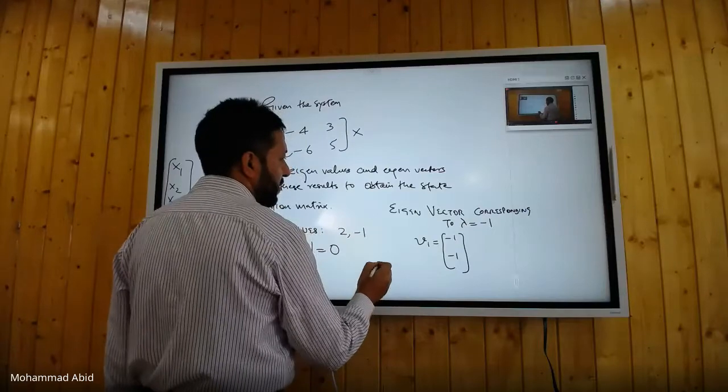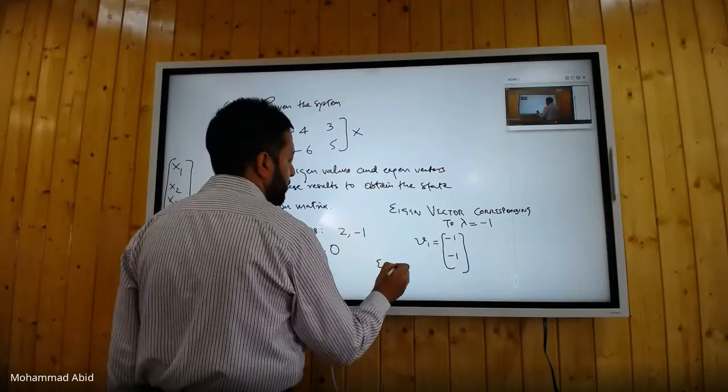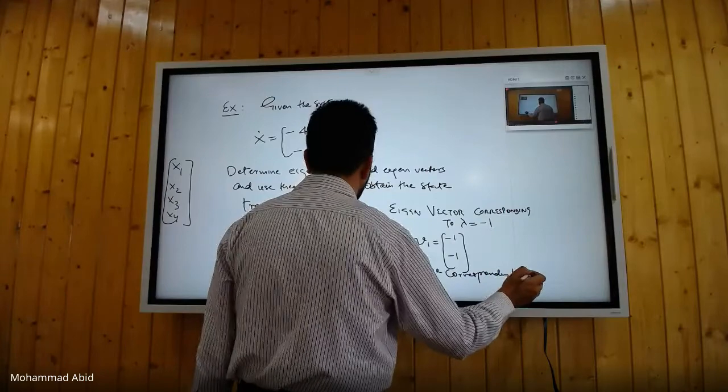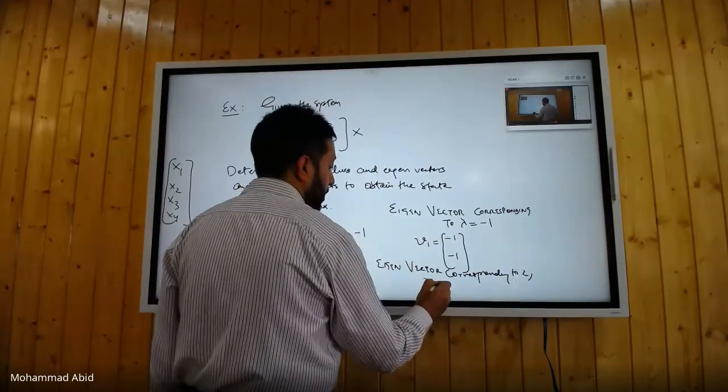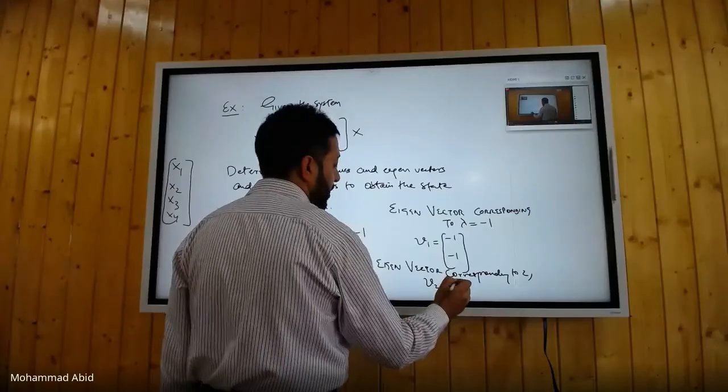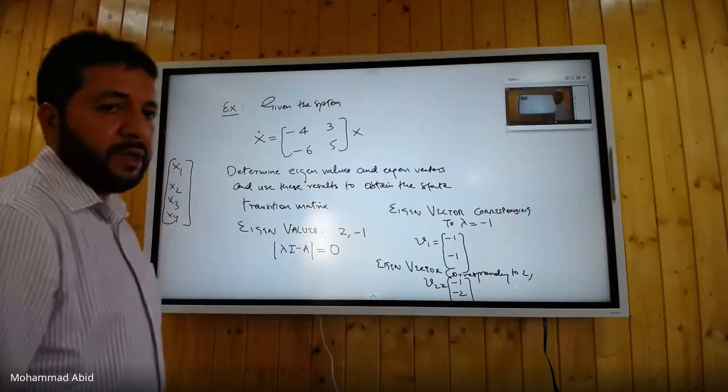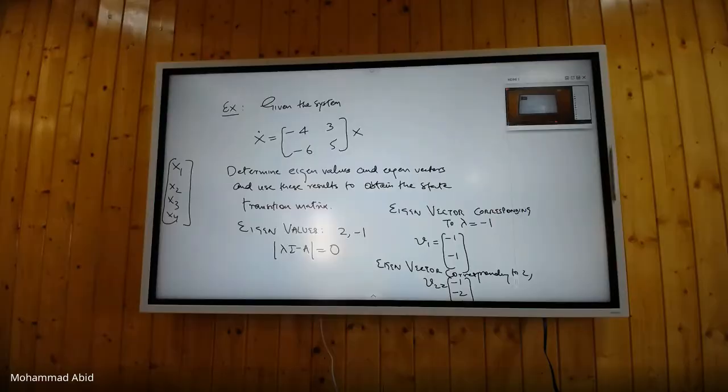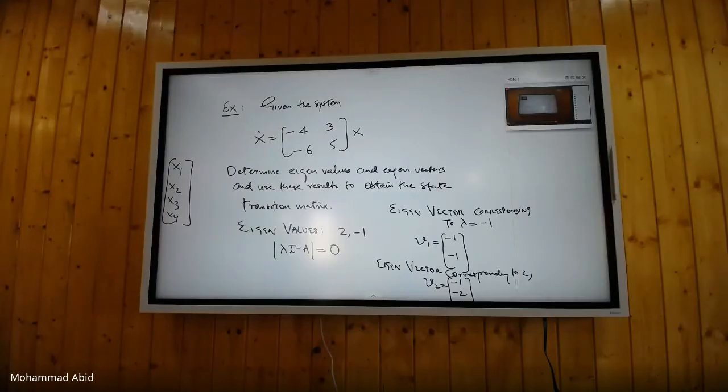And what about the eigenvector corresponding to 2? How much is coming? -1 and -2. Can somebody else confirm? Yes, sir. These are the answers. Is it clear? Yes, sir.